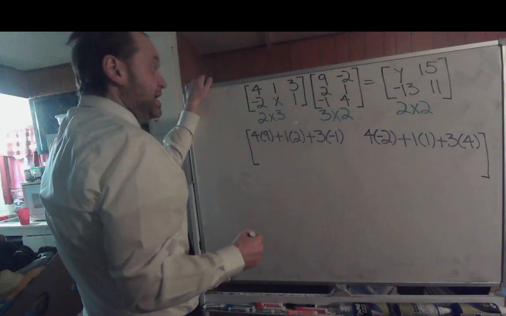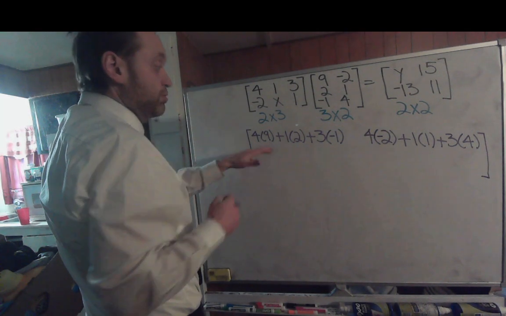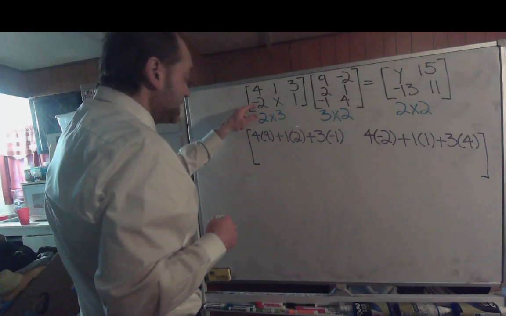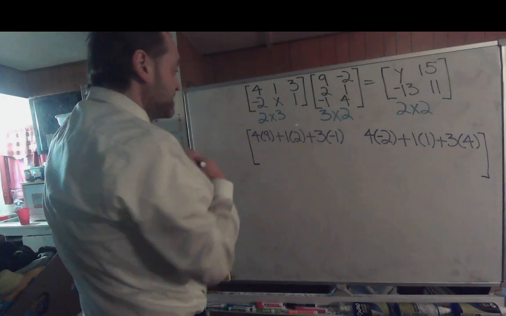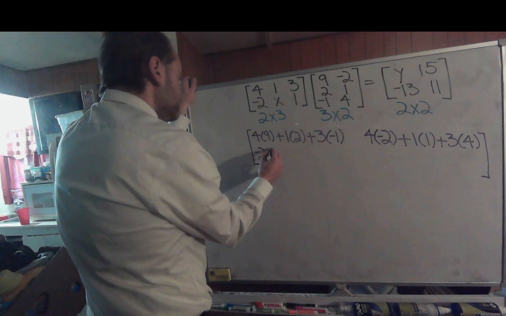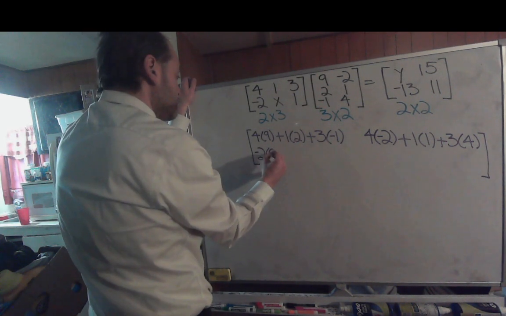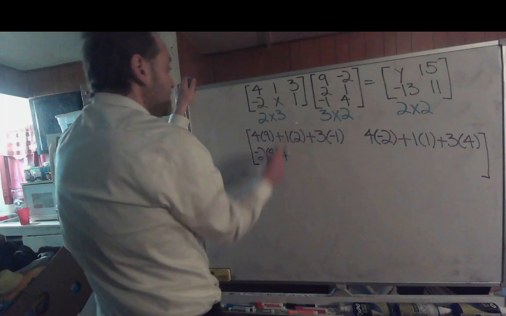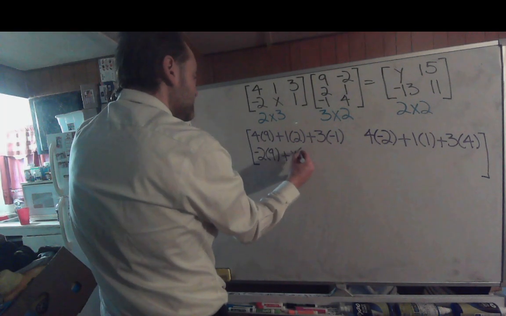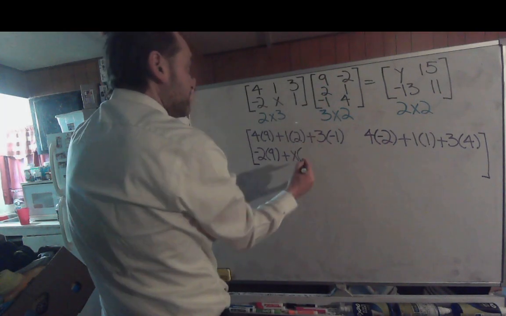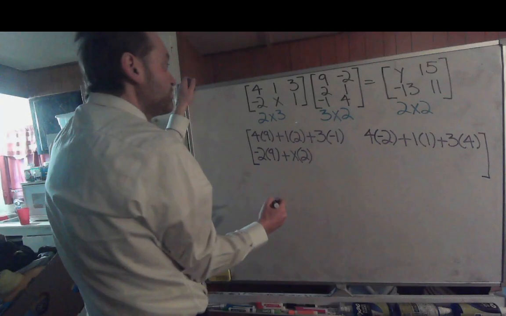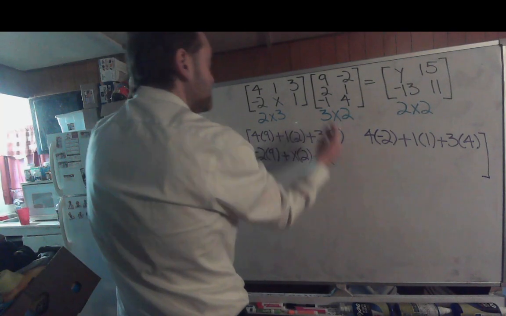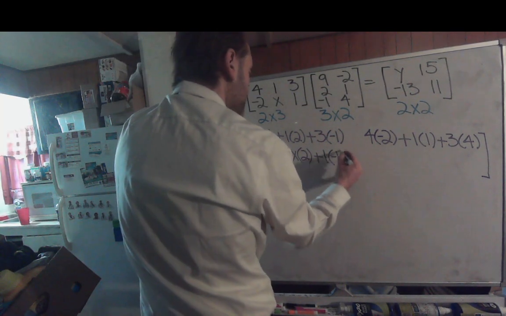Now, to get your first number of the second row, you're going to take the first number of the second row, which would be -2, times the first number of the first column, which would be 9, plus you'll take the second number of the second row, which would be x, times the second number of the first column, which would be 2, plus you'll take the third number of the second row, which would be 1, times the third number of the first column, which would be -1.